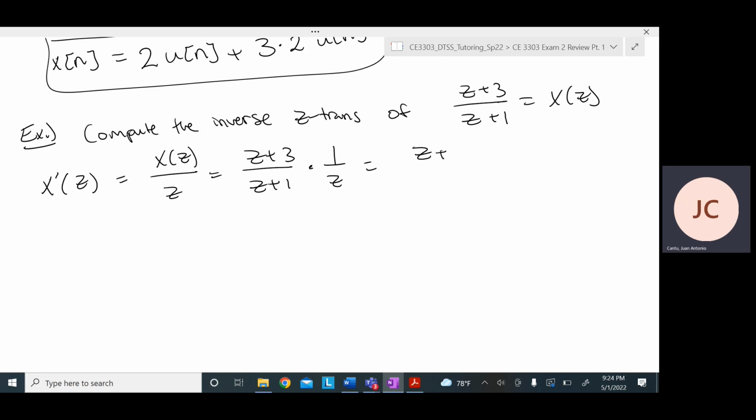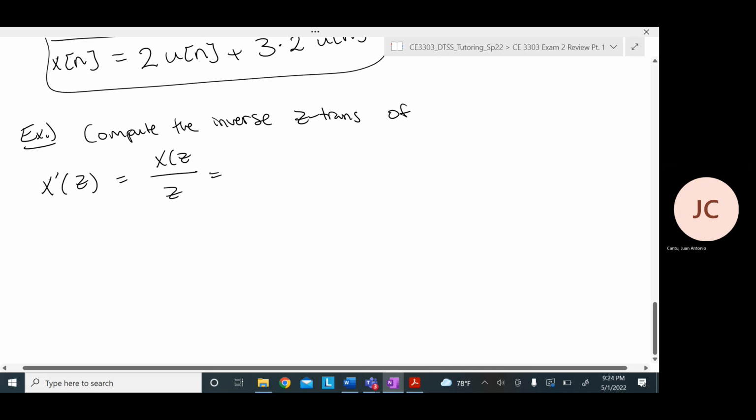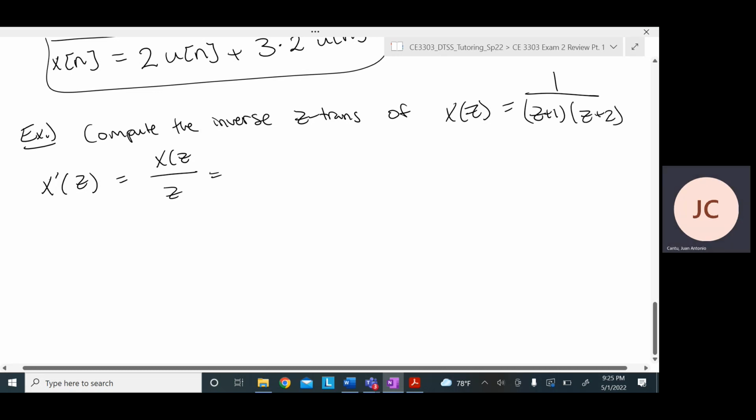My bad. Let me do a more complex example. Let's actually take the inverse z transform of 1 over z plus 1 times z plus 2. Yeah, that'll be better.